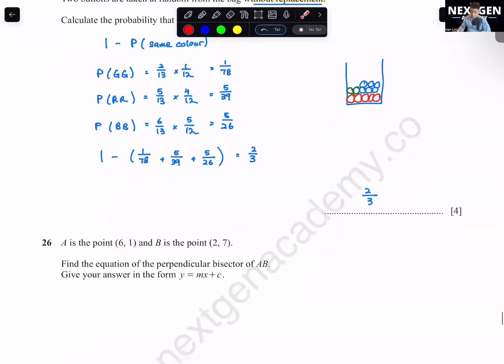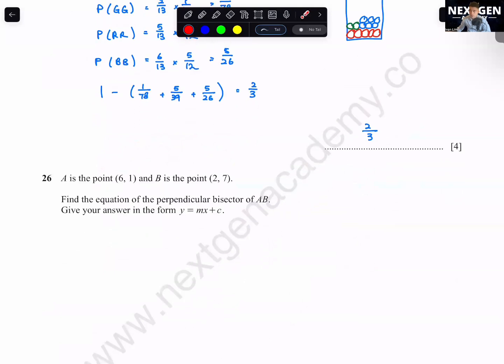Okay, one last one. Question 26. A is the point (6, 1), B is the point (2, 7). Find the equation of the perpendicular bisector of AB. Give your answer in the form y equals mx plus c. This is under your straight line equation question. You need to find the midpoint. You need to find the gradient. Then you put into y equals mx plus c to find the c value.